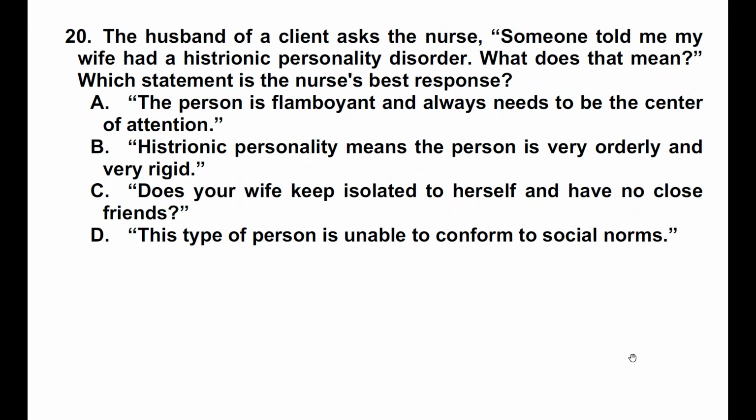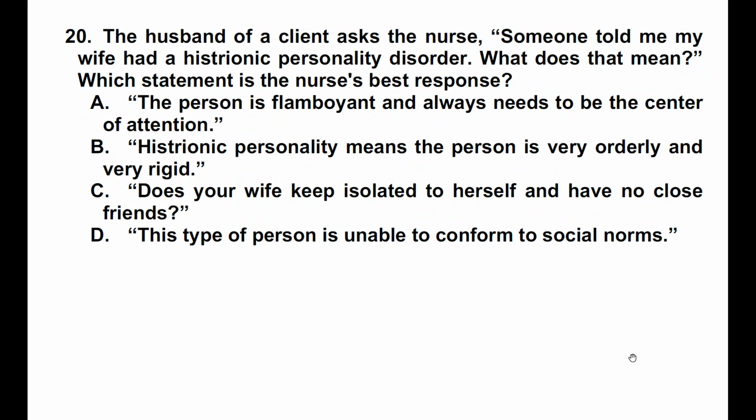20. The husband of the client asked the nurse, "Someone told me my wife has a histrionic personality disorder. What does that mean?" Which statement is the nurse's best response? A, the person is flamboyant and always needs to be the center of attention. Letter B, histrionic personality means the person is very orderly and very rigid. Letter C, does your wife keep isolated to herself and have no close friends? Or letter D, this type of person is unable to conform to social norms.